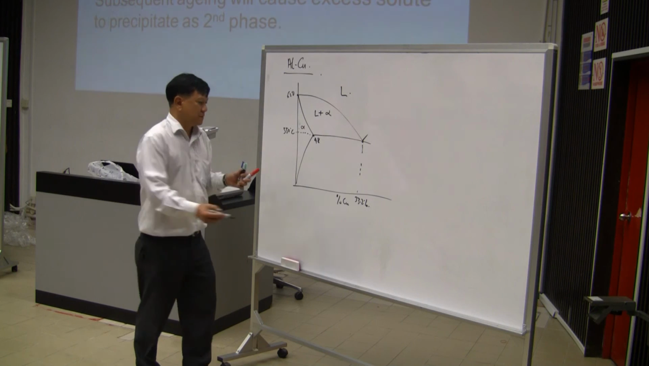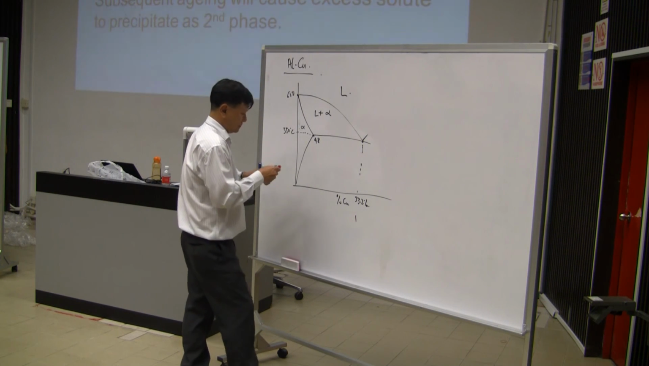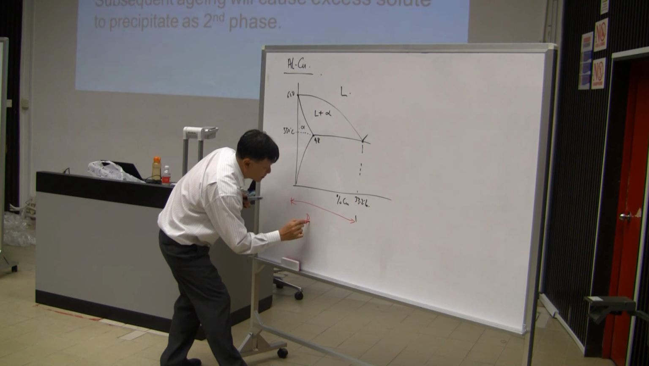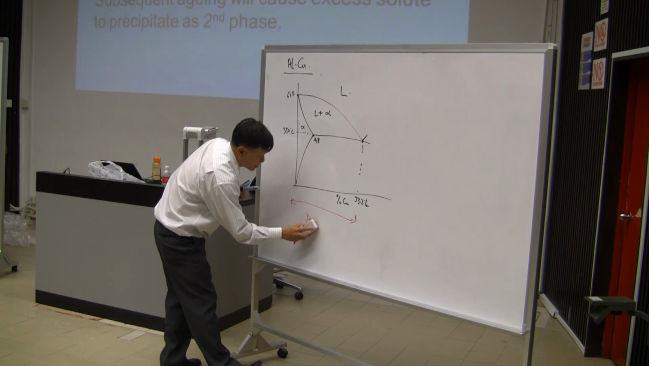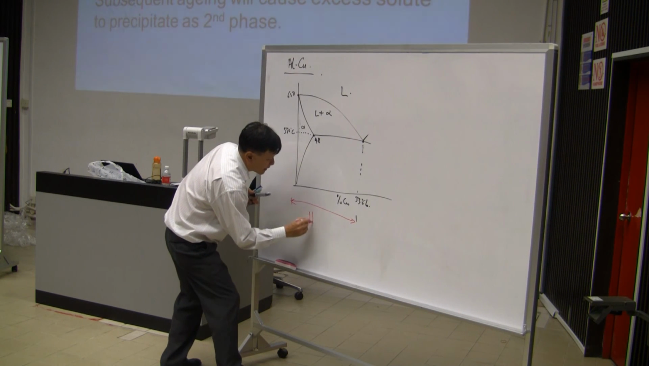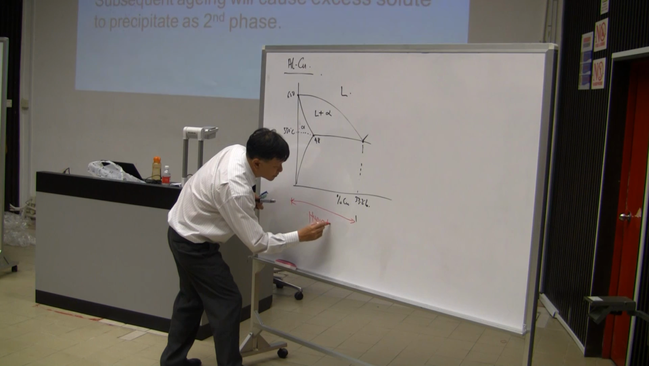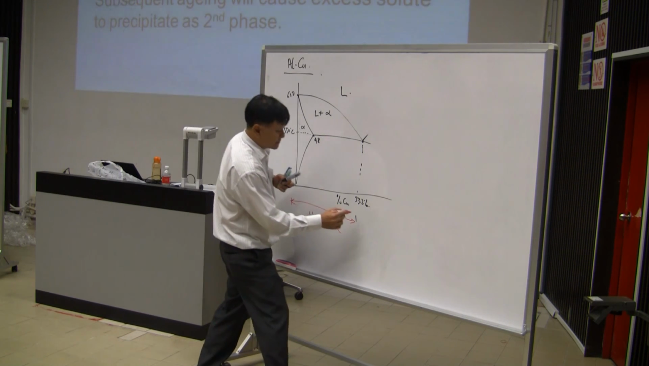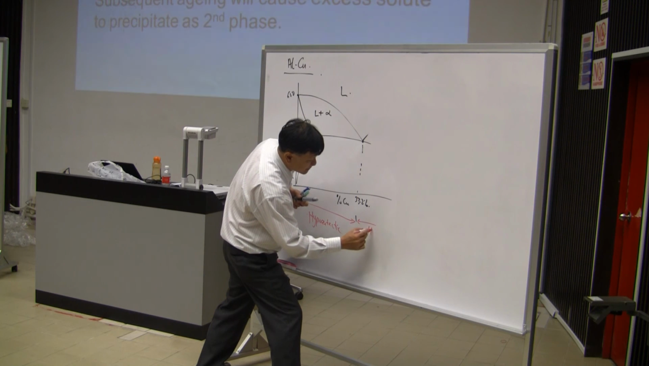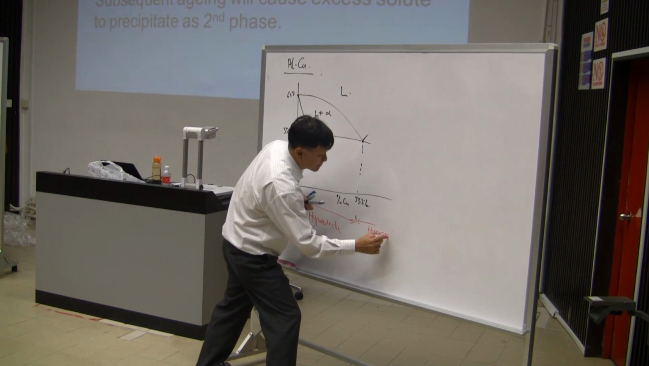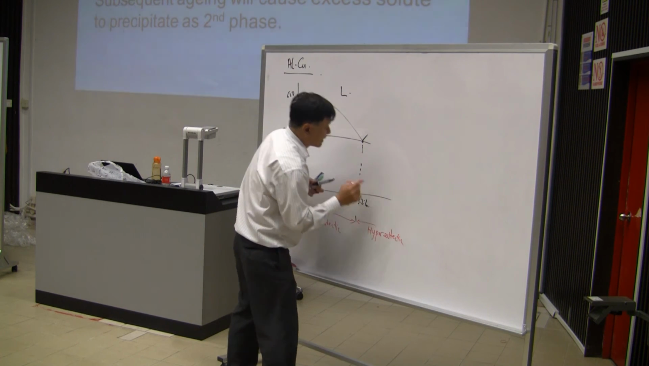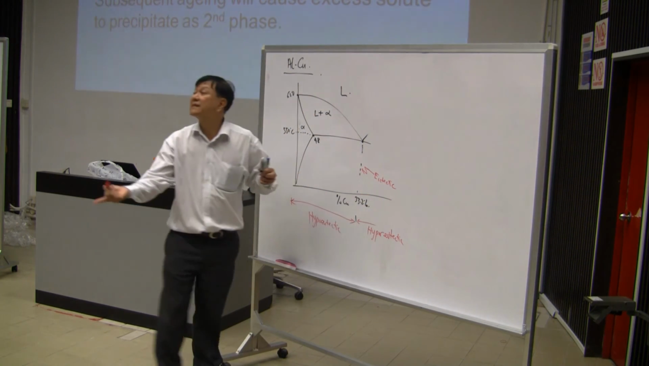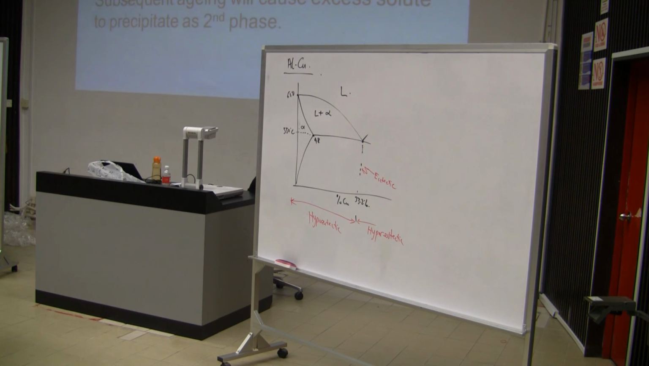Okay, now, so here, this side here, will be the what? Hypoeutectic. Okay? And this side here will be what? Hypereutectic. And exactly this one here will be the what? Eutectic. We have done this just now. Alright?